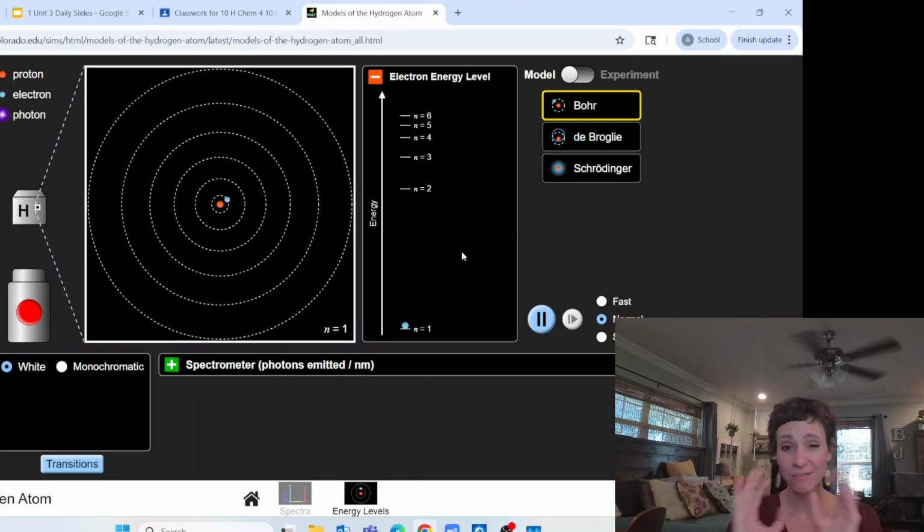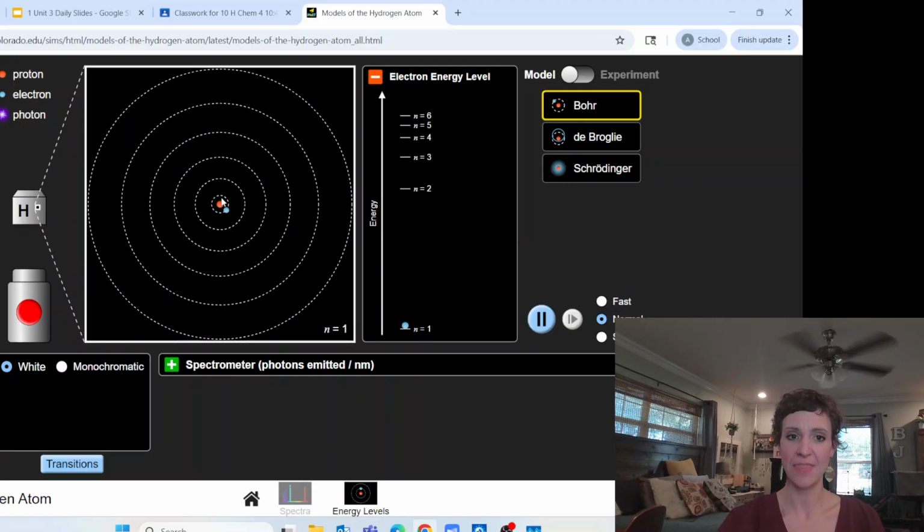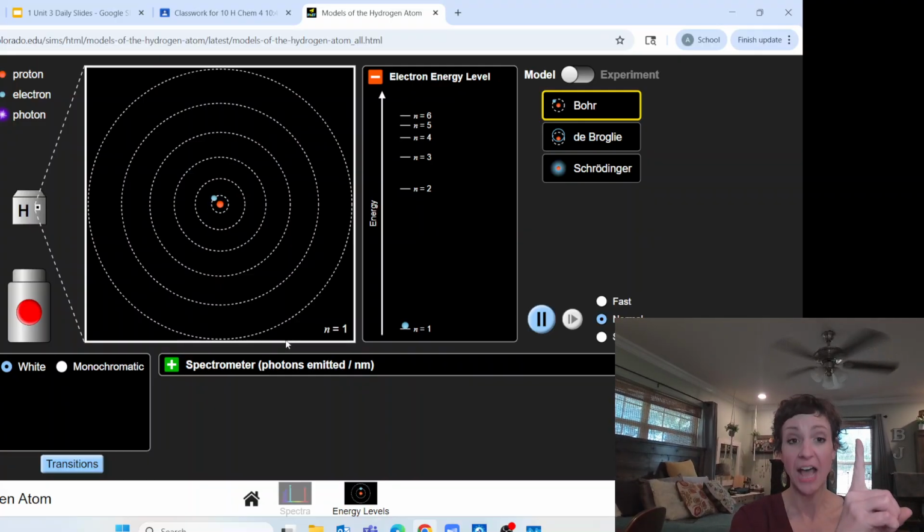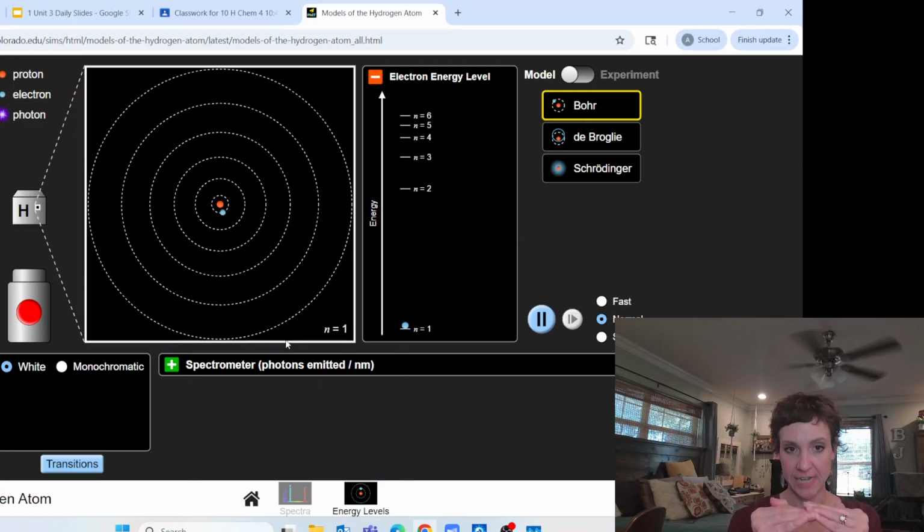There are three visuals that you can look at here. This first picture right here in the middle is the Bohr model of the atom. This is the hydrogen atom, and that little blue thing spiraling around that red nucleus is hydrogen's one electron that is found in energy level 1 at its ground state.